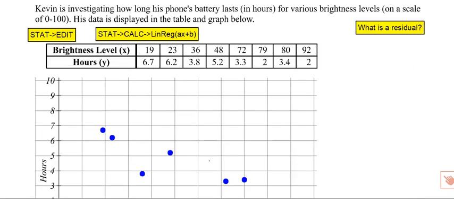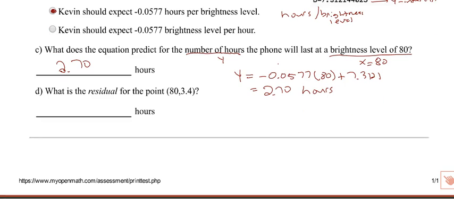Okay, well, if I go look, 80, that's the prediction we just made. I have a data point that says the same thing. At a brightness level of 80, it was actually 3.4 hours. And so that's what this question is here. It's pointing out that this was one of our points. When x is 80, notice that those match up. When x is 80, the actual value was 3.4.